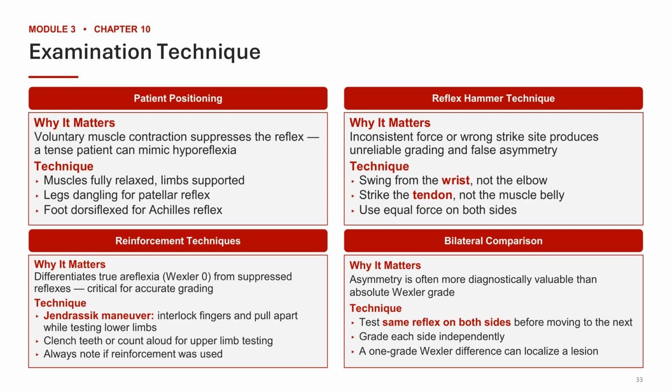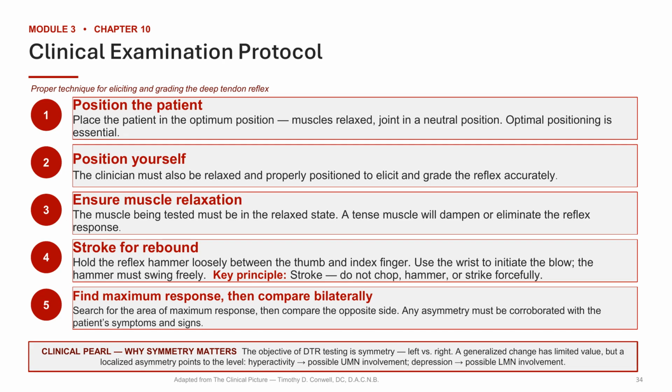Bilateral comparison. Why it matters. Asymmetry is often more diagnostically valuable than the absolute grade. Test the same reflex on both sides before moving on. Grade each side independently and never assume symmetry. Here is the protocol in 5 steps. The sequence I want you to run every time until it is automatic.